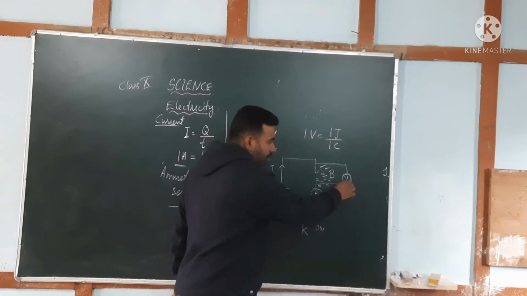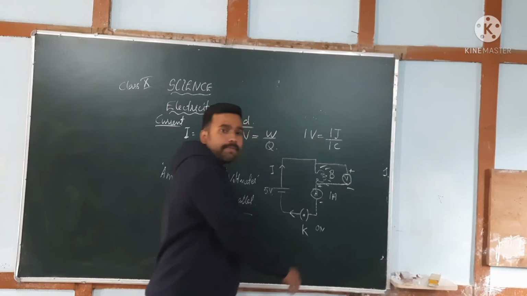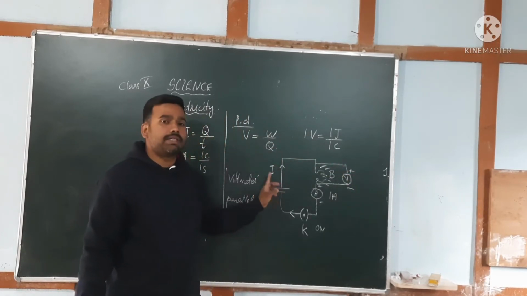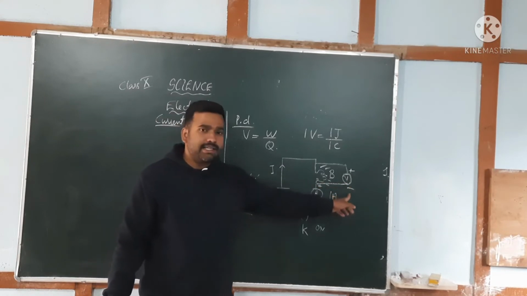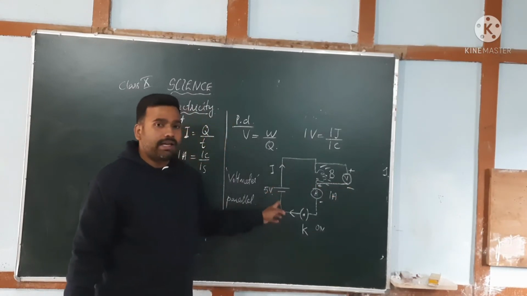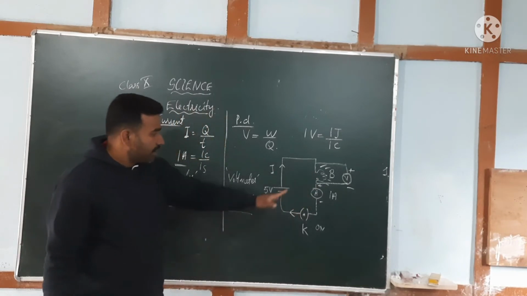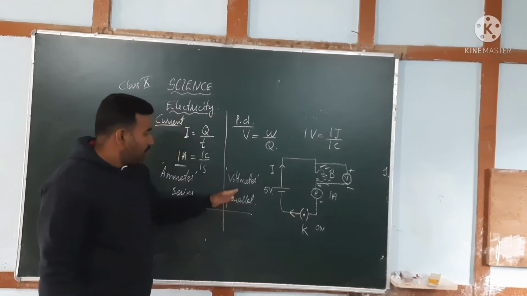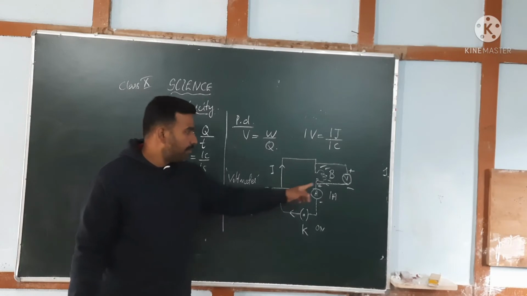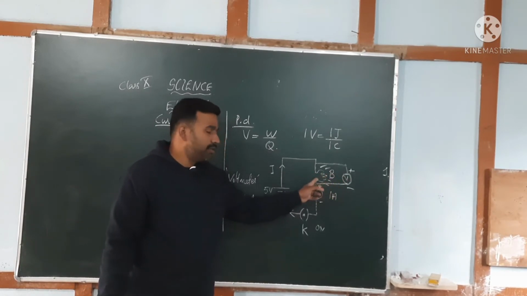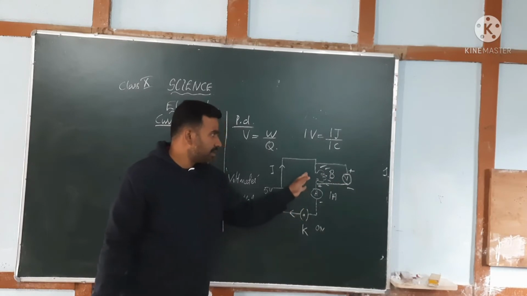It is also a device. It has 2 terminals, positive and negative. The positive terminal must be attached to the positive terminal of the battery, and the negative terminal must be attached to the negative terminal of the battery. So this you need to consider. And the voltmeter must always be connected parallel to the device across which we are going to measure the potential difference.